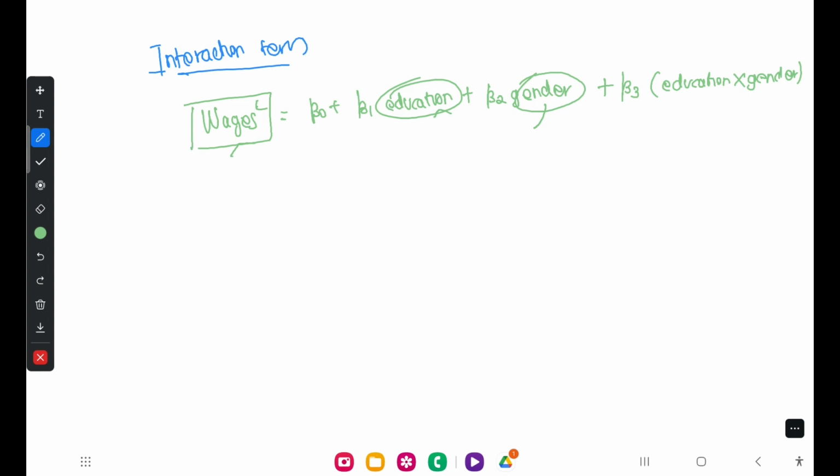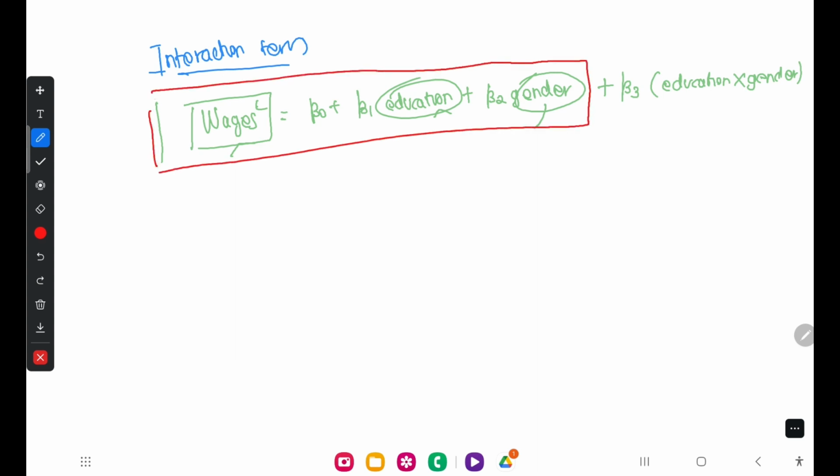So usually if you have a regression equation, this was a previous regression equation, right? Wages equals education and gender. So what you do is you check if this is individually significantly impacting the wages by doing a t-test for slope. Then you do a t-test for this as well. Alright. Then what you do is you add this interaction term. So what is this interaction term basically? Two independent variables multiplied together, right? X1 into X2.